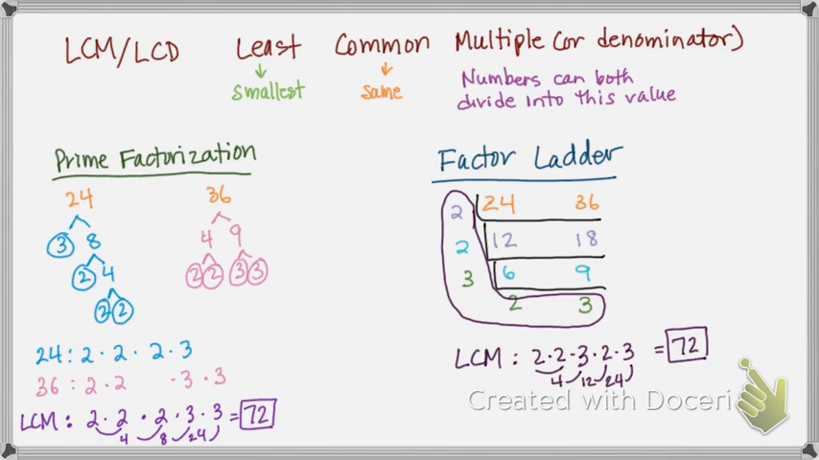So the factor ladder, if I want GCF, I look at the vertical numbers. If I want the LCM, I look at all the outside numbers that form an L.